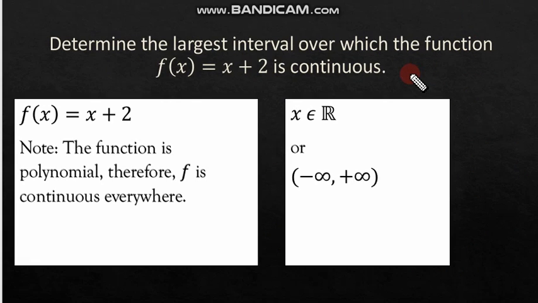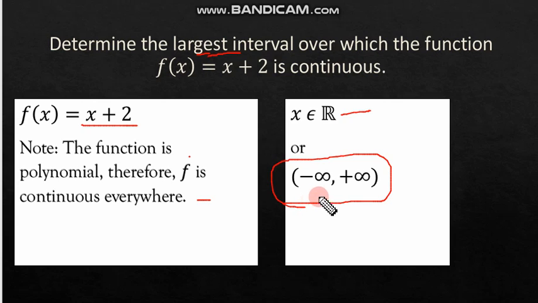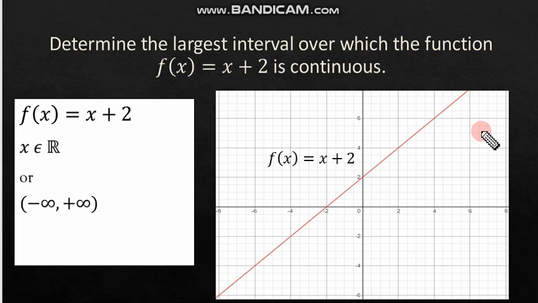Okay, example. We will determine the largest interval over which the function f of x equal to x plus 2 is continuous. Since x plus 2 is a polynomial function, we can conclude that the function is continuous everywhere. So the largest interval is all values of x which are elements of the real numbers, or we can write this from -infinity to positive infinity. That is the largest interval in which the function is continuous. You can see on the graph of the function that it is continuous from -infinity to positive infinity.